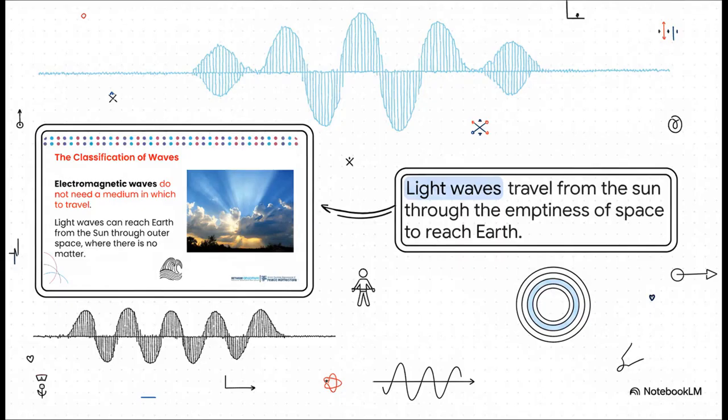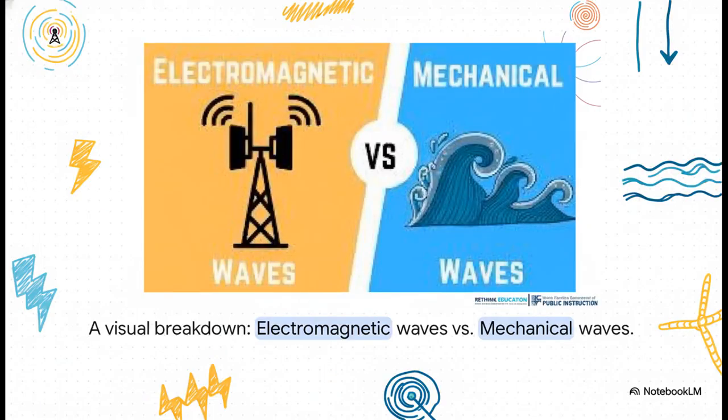Light is, of course, the most famous example, just zipping through the void of space to bring us sunlight. But this category is huge. It also includes the radio waves that carry our music, the microwaves that cook our food, and even the X-rays that let doctors see inside our bodies. They are the great cosmic travelers of the universe, and our modern world would not exist without them. So here it is, the first big dividing line. On one side, you've got mechanical waves.